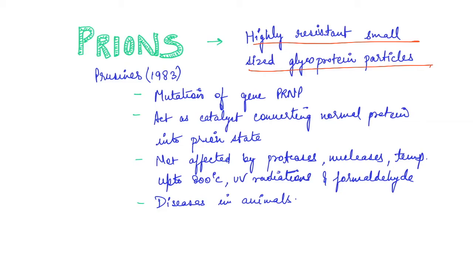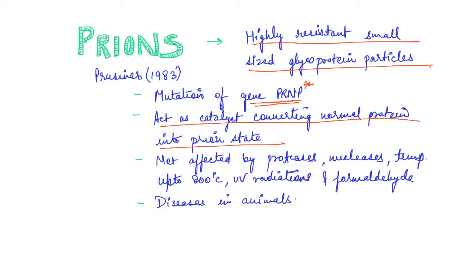Now, what happens is they are formed due to mutation in gene PRNP. So remember, this is again important from exam point of view. Prions are formed due to mutation in gene PRNP that causes changes in three-dimensional configuration. Now it can also act as a catalyst, converting normal protein into prion state. So what they do is they act as a catalyst to convert a protein into a prion.